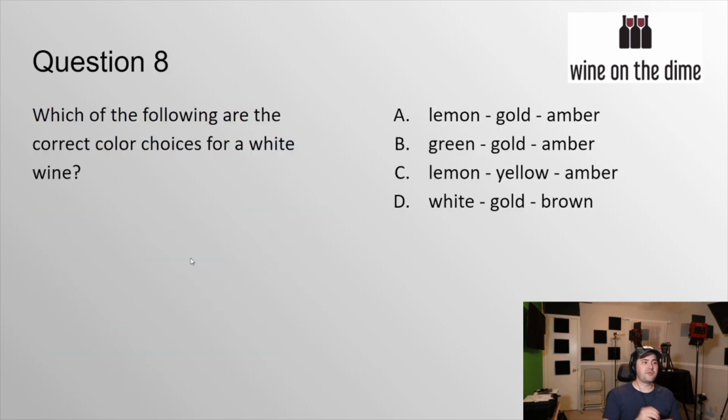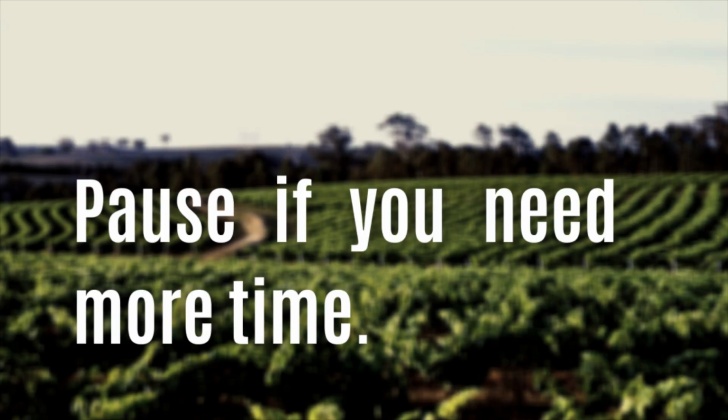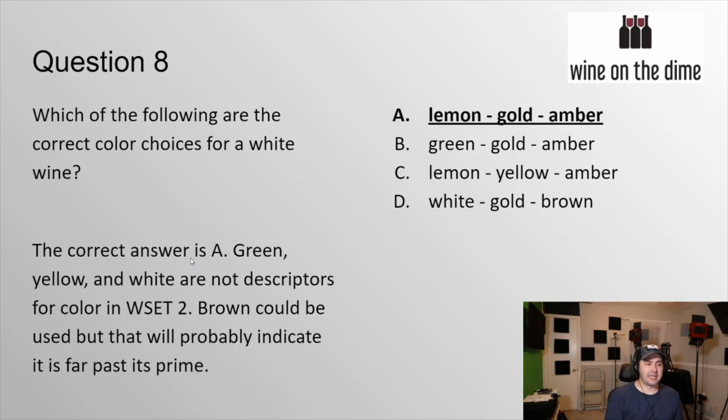Question number 8. Which of the following are the correct color choices for a white wine? A, lemon, gold, amber. B, green, gold, amber. C, lemon, yellow, amber. D, white, gold, brown. Pause if you need more time. All right, the answer to this is A.